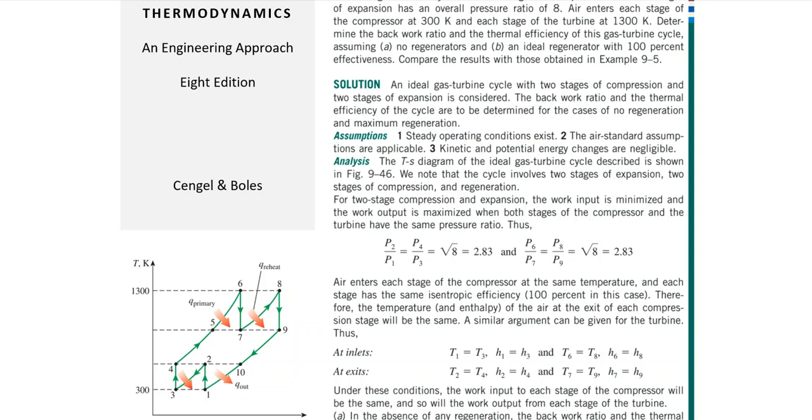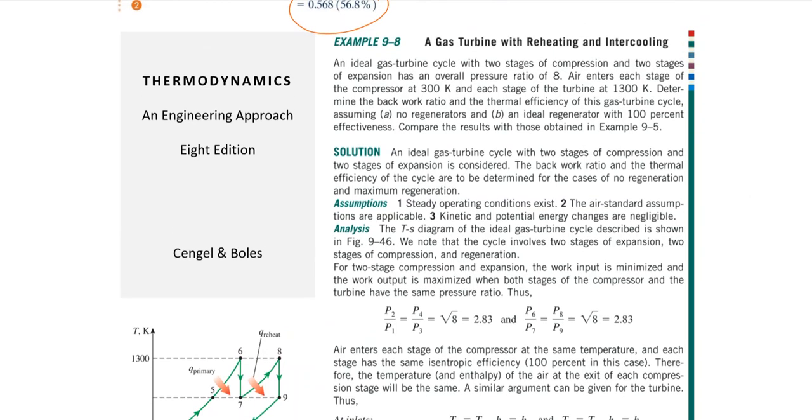We are using single-stage intercooling in the compressor and single-stage reheating in the turbine. An ideal gas turbine cycle with two stages of compression and two stages of expansion has an overall pressure ratio of 8. Air enters each stage of the compressor at 300 Kelvin and each stage of the turbine at 1300 Kelvin. Determine the back work ratio and the thermal efficiency of the gas turbine cycle if we assume there is no regenerator, and if we assume there is an ideal regenerator with 100% effectiveness.